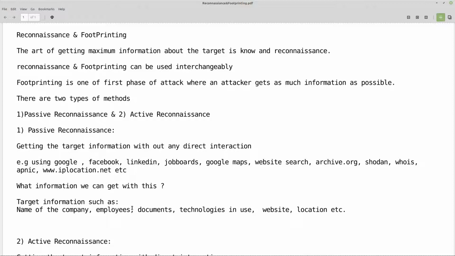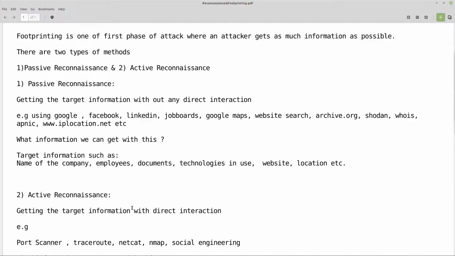For example, Google, Facebook, LinkedIn, job boards, Google Maps, website searches of that company or target, archive.org, Shodan, Whois, Netcraft, iplocation.net, etc. We will look at these tools later when we do our lab. This is how passive reconnaissance is done, and we can get target information such as the name of the company, employees, documents, technologies in use, website, location, etc. So this is passive reconnaissance.